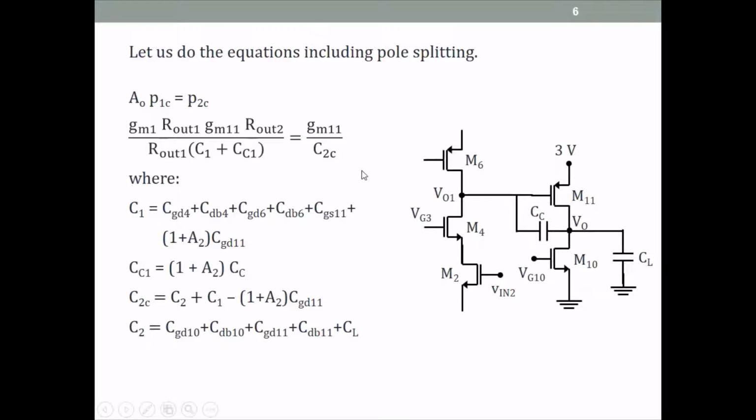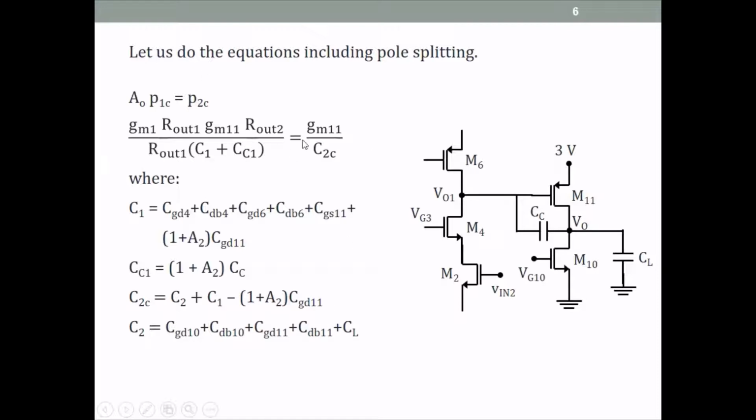And so that C2C turns out to be C2 plus C1, which are the capacitances at node VO and VO1, minus the Miller capacitance due to CGD11, right? Because now CGD11 is short circuited due to CC. So C2C is the capacitances at these two nodes added minus the Miller capacitance of CGD. Alright, so that is C2C. And C2 is written here also.